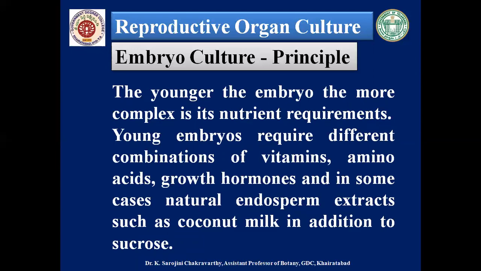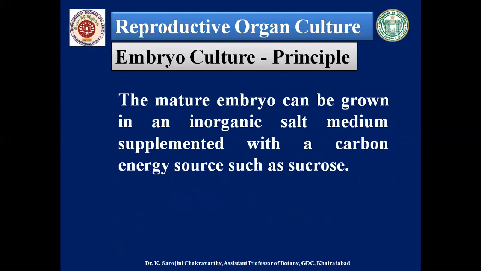So young embryos require different combinations of vitamins, amino acids, growth hormones, and in some cases, natural endosperm extracts such as coconut milk are added, along with sucrose, which is a carbon source, to the medium. But the mature embryo can be grown in an inorganic salt medium supplemented with sucrose as a carbon energy source. So here we do not require many nutritional additions, unlike young embryos.